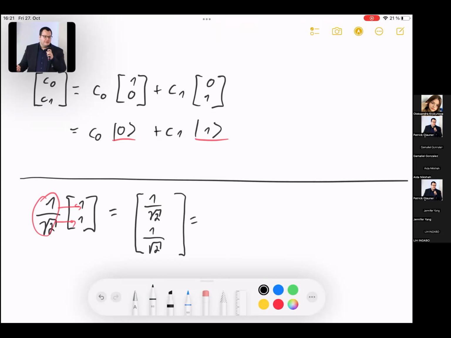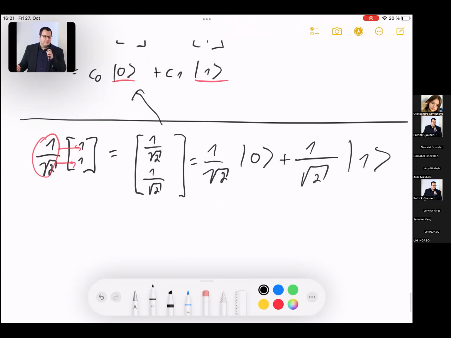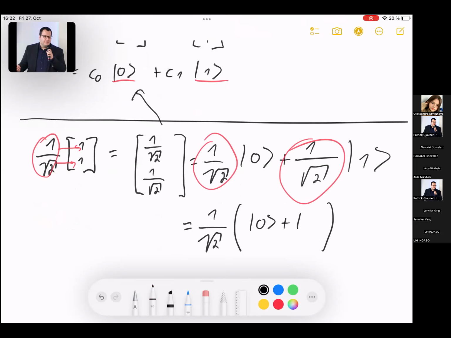And I can use this notation from before with these basic states, and I can just write 1 divided by the square root of 2 times 0 ket plus 1 divided by the square root of 2 times 1 ket. So this is another way how I can write it. I can also write this, because I have the same factor here, as 1 divided by the square root of 2 times (0 ket plus 1 ket).